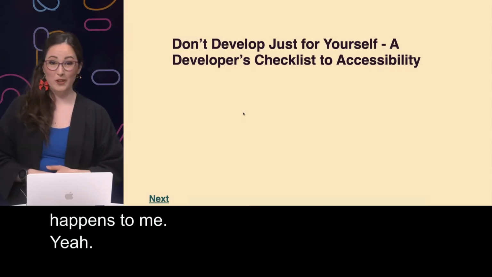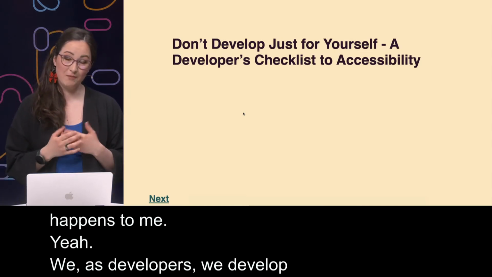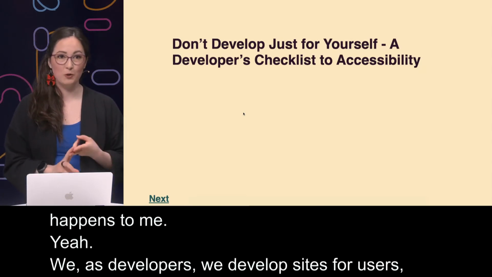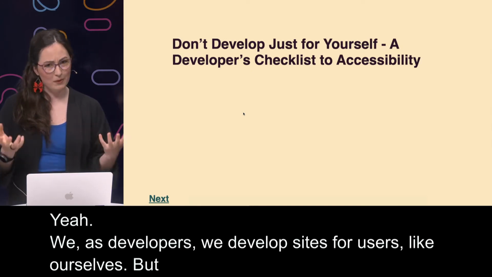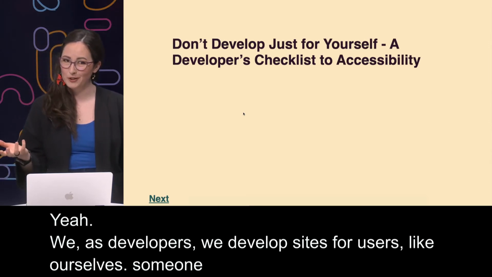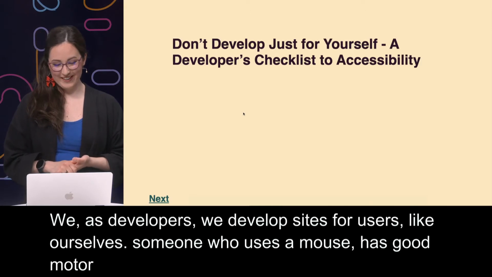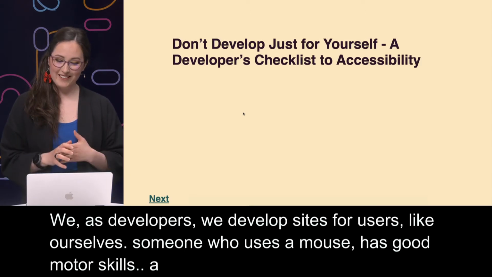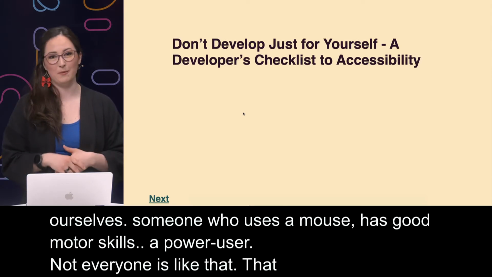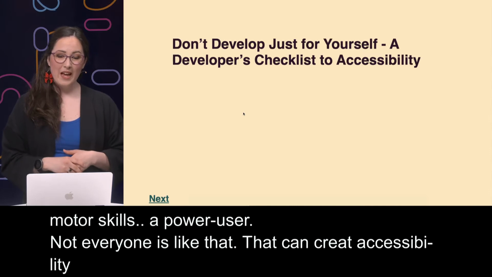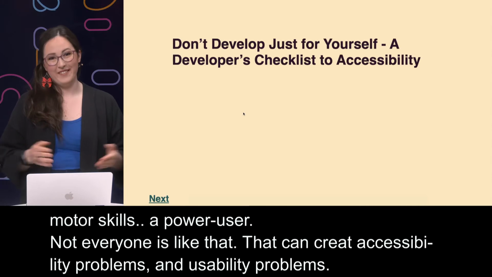We as developers often tend to develop sites for users like ourselves. That often means a sighted mouse user who has good fine motor skills and could be described as a power user. And not all users are like that. And this can create usability problems and also accessibility problems. Sometimes they are the same. But we need to do something about it.